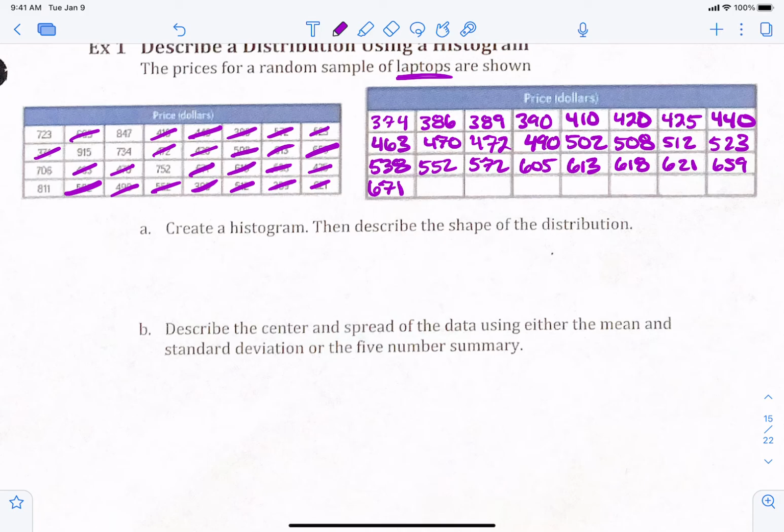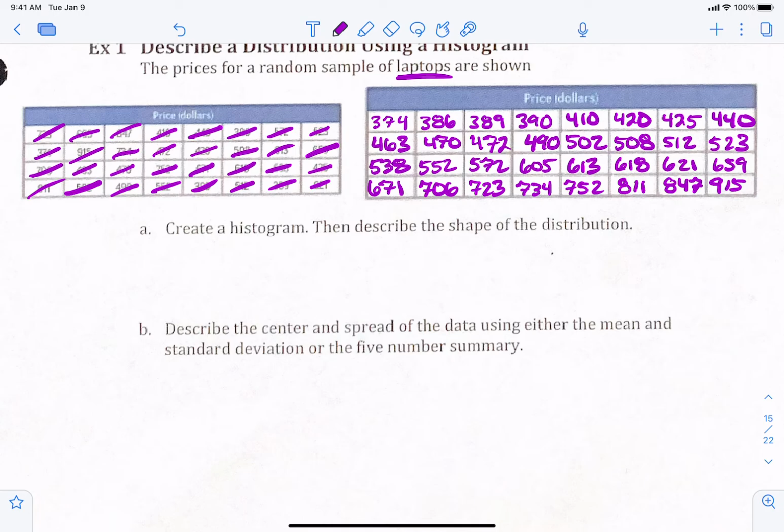Now we have to have the 700s, and they're all on the left side of the table anyway. 706 is next. Okay, then 734. I see a 723. 723, then 734. Then we have a 752, and now we're in the 800s. 811, 847, 915. Beautiful. All done.